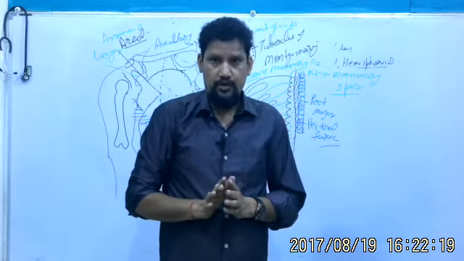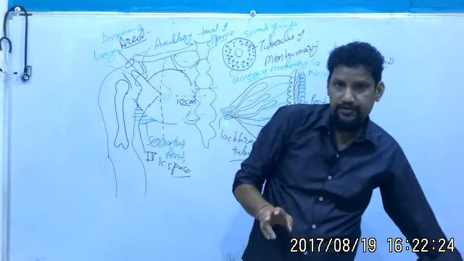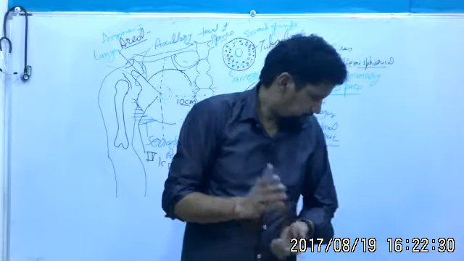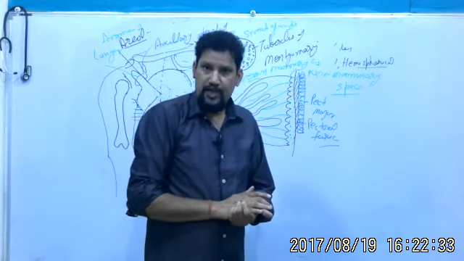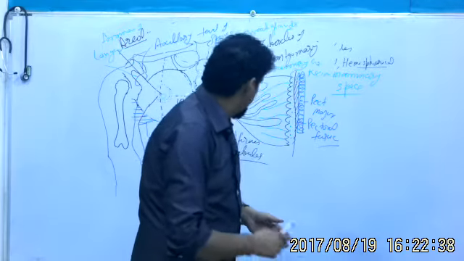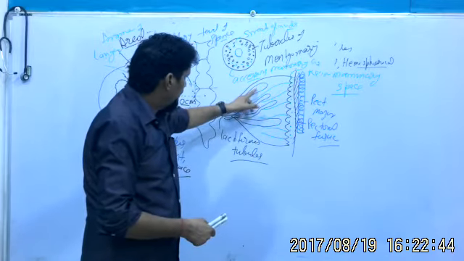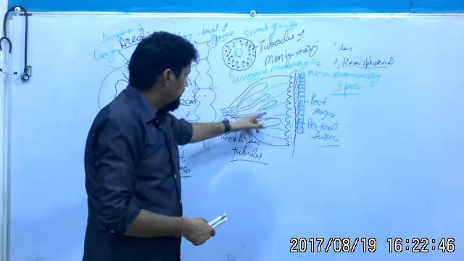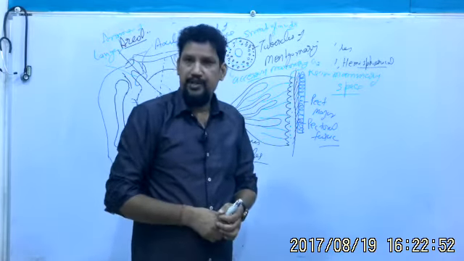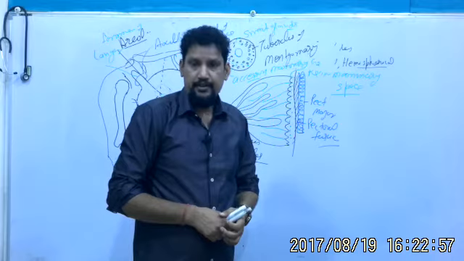As I have told already, the parenchyma or the glandular tissue is a modified sweat gland, mainly the apocrine type of gland, and the breast has 15 to 20 lobes. These lobes are made up of the secretory modified sweat gland.